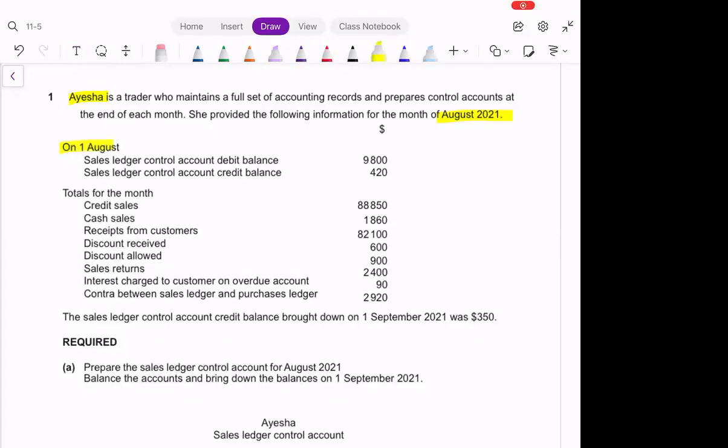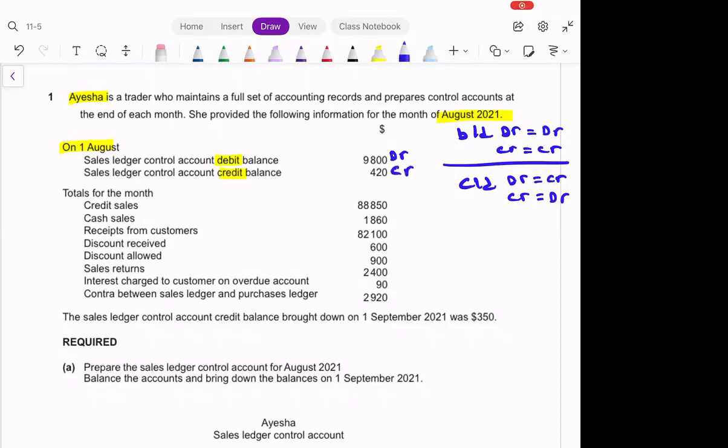On the 1st August, the sales ledger control account debit side. Always remember balance b/d: debit means you record in the debit, credit means you record in the credit. But your balance c/d is the other way around. Balance c/d, if it is a debit, you need to record in the credit. Credit means you need to record in the debit. Remember this. So this one will be on the debit side because they say debit, and this one will be on the credit side. Yes, we can have two balance b/d and two balance c/d in a control account.